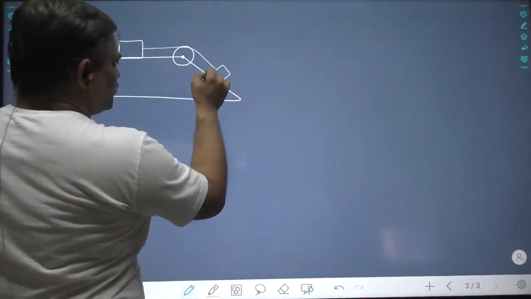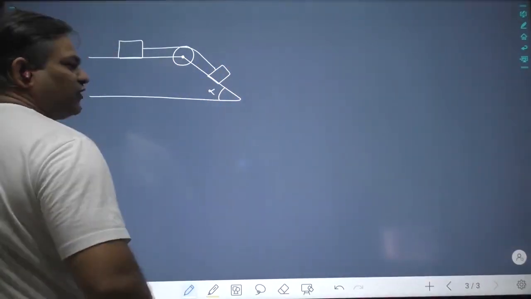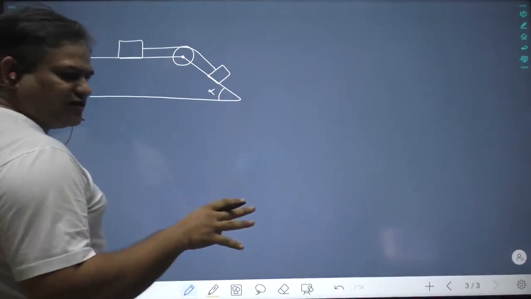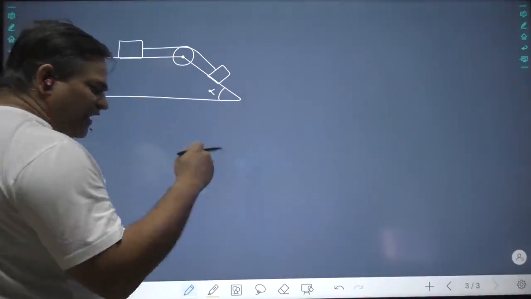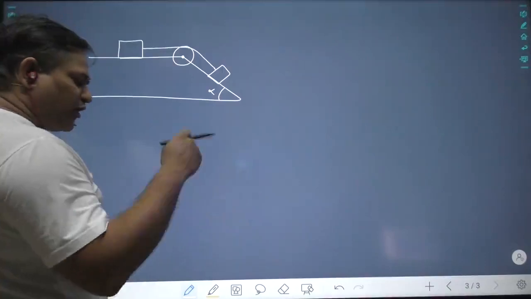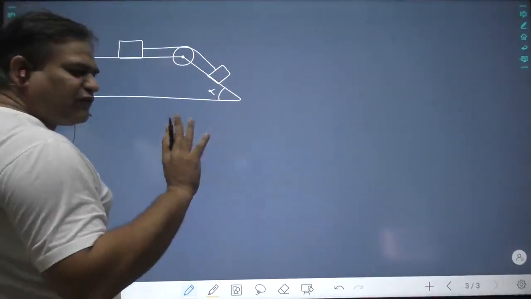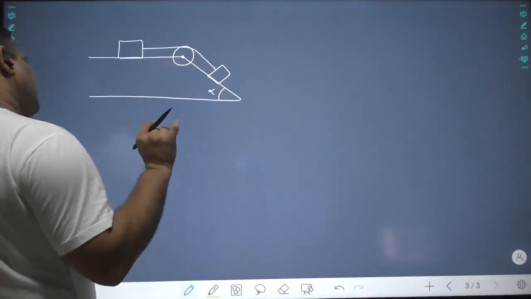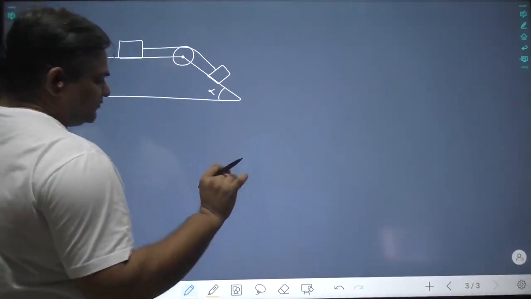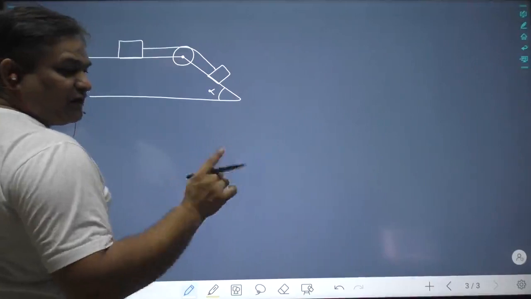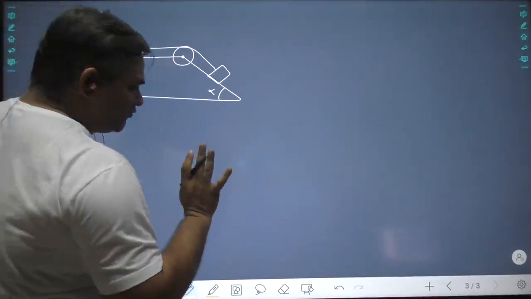You have to break down every force along two directions. One along the plane on which the body is kept, because the body will move along the plane, and one perpendicular to the plane. It is very simple. You have to break down every force along two directions: one along the plane, one perpendicular to the plane.